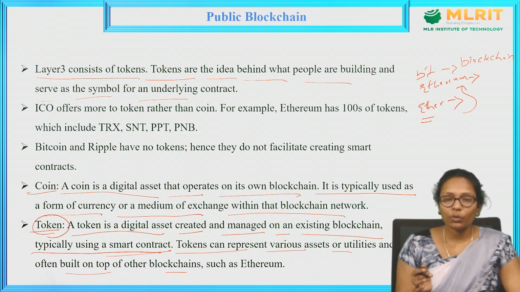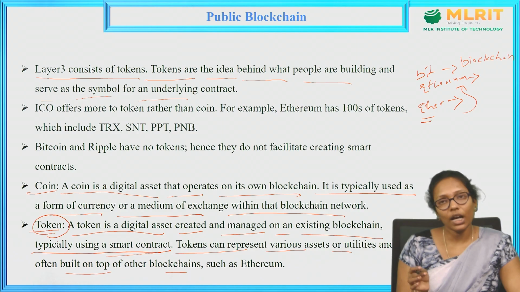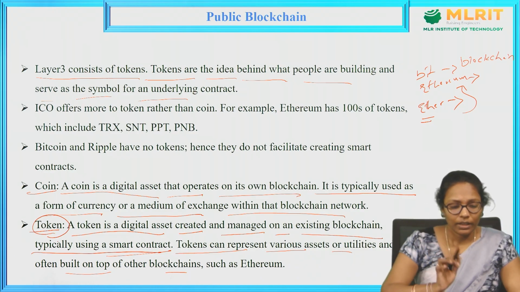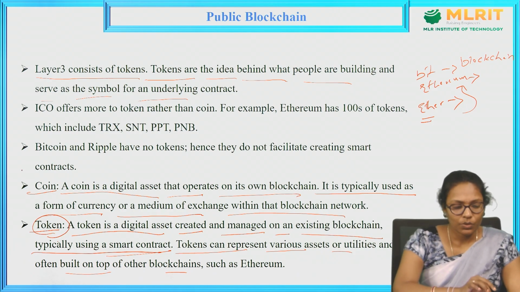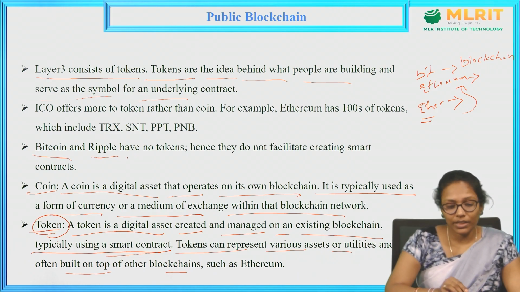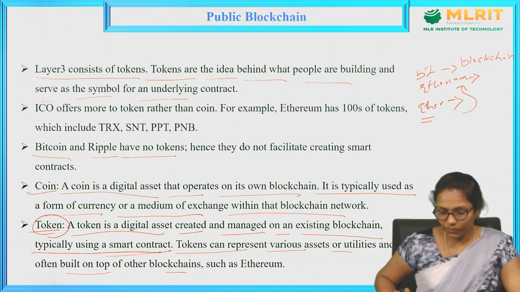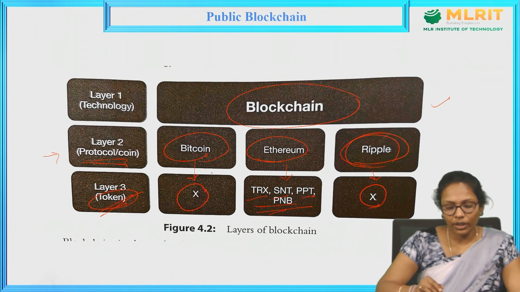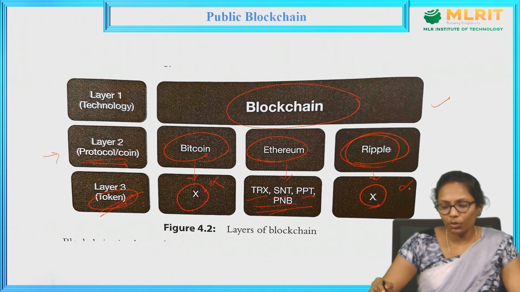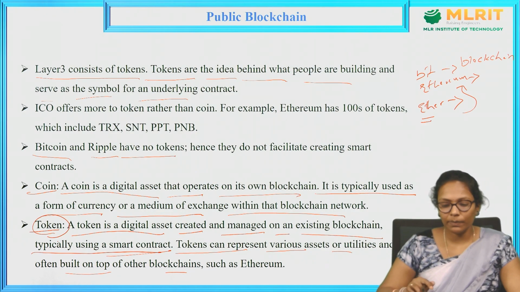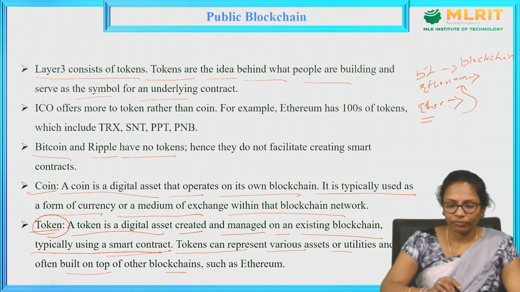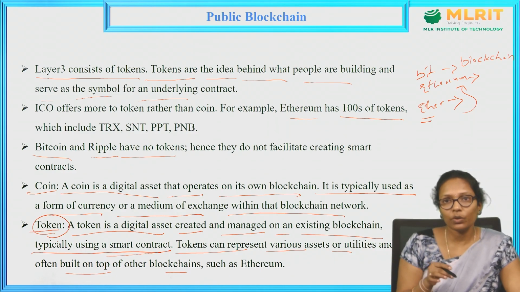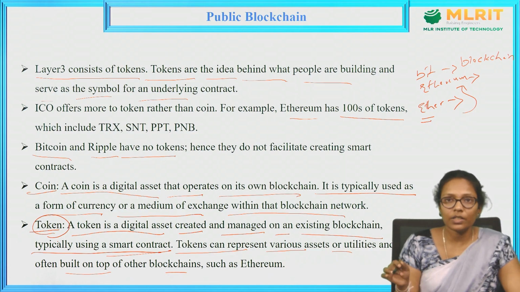Some cryptocurrencies have tokens, but some don't have any tokens. Bitcoin and Ripple don't have any tokens, as we have seen in the diagram, whereas Ethereum has different types of tokens. Ethereum has hundreds of tokens, not only the four we mentioned in the diagram.